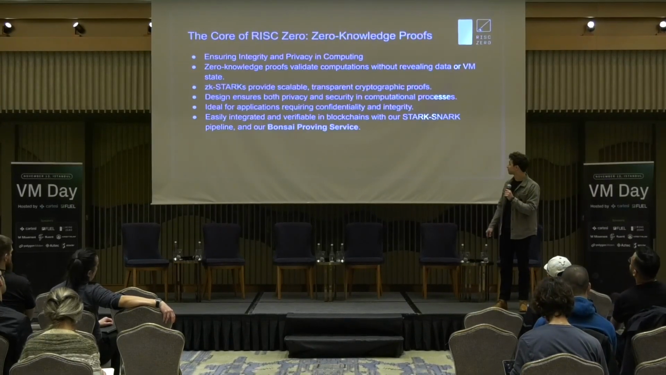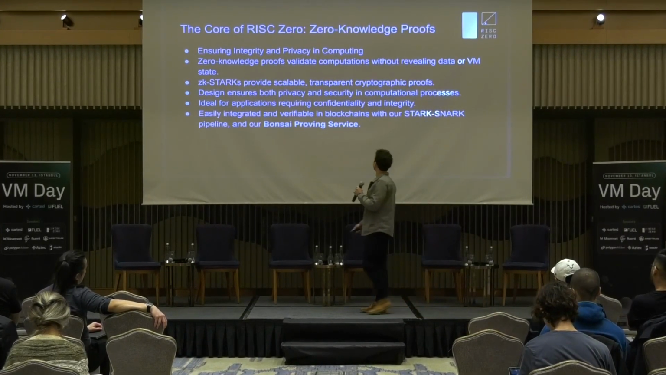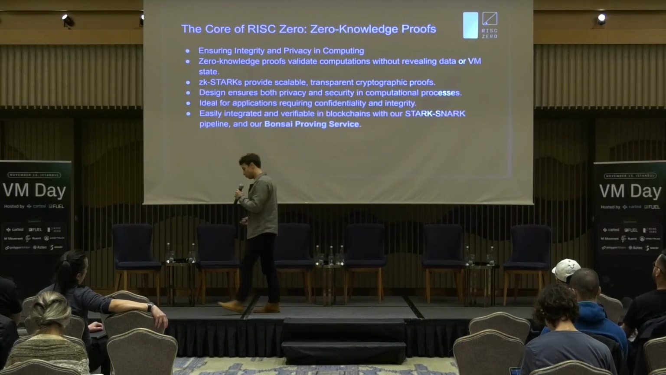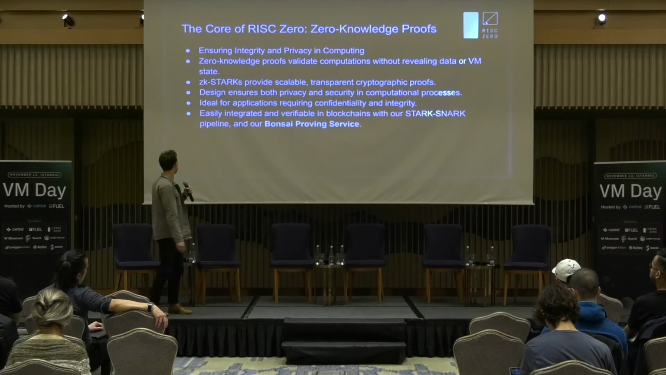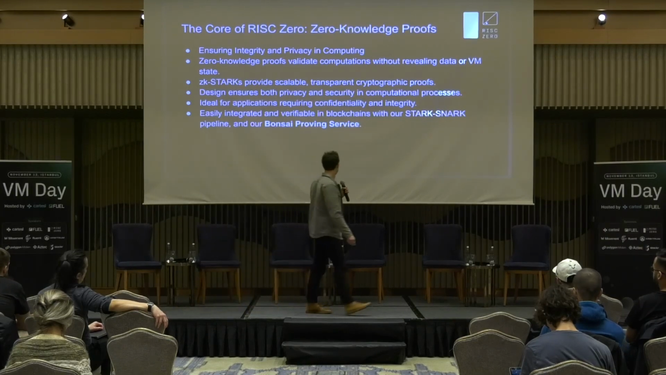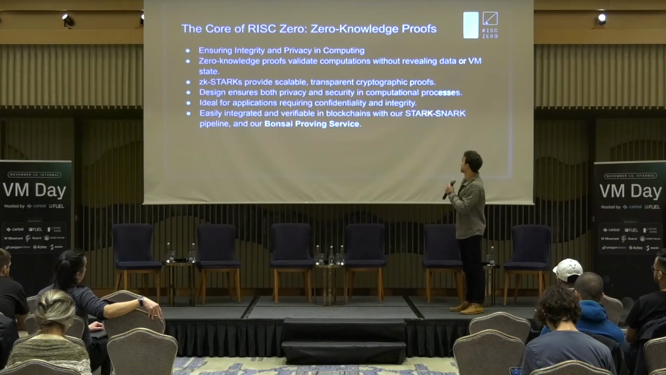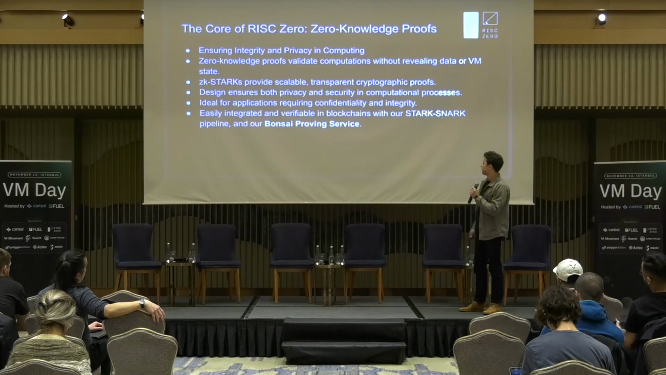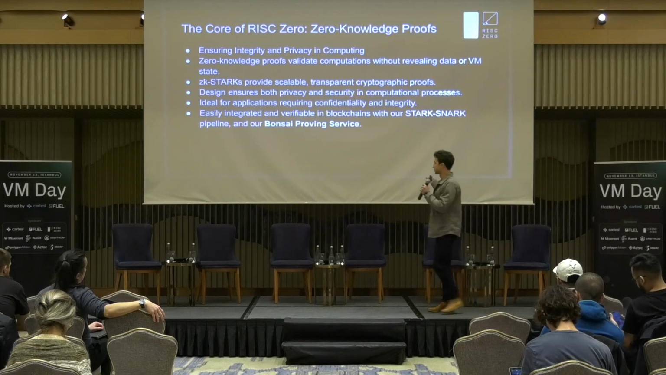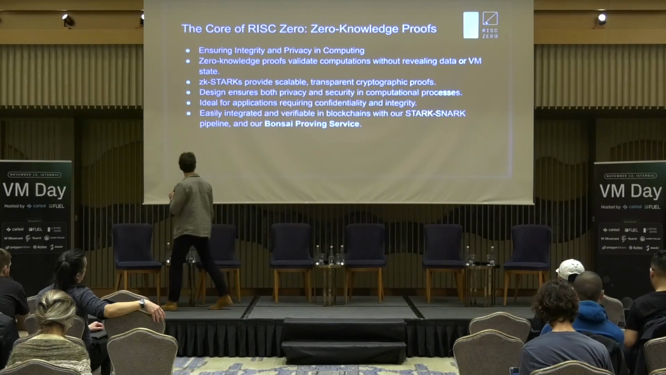Anyway, so the core of Risc Zero: zero-knowledge proofs. What are they? If you haven't heard, well, they're a way to prove data without necessarily revealing that data. What does this mean? Zero-knowledge proofs can validate computations without revealing the data or virtual machine state. We use ZK Starks to provide scalable, transparent, cryptographic proofs.